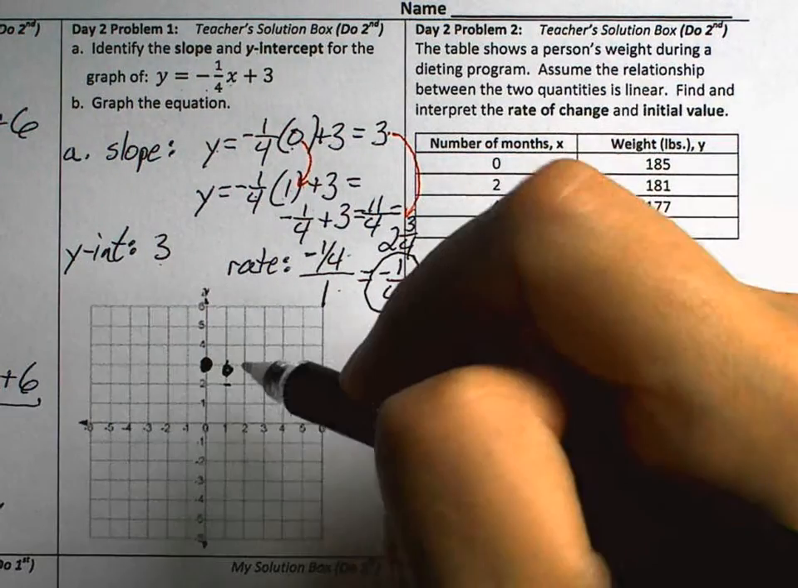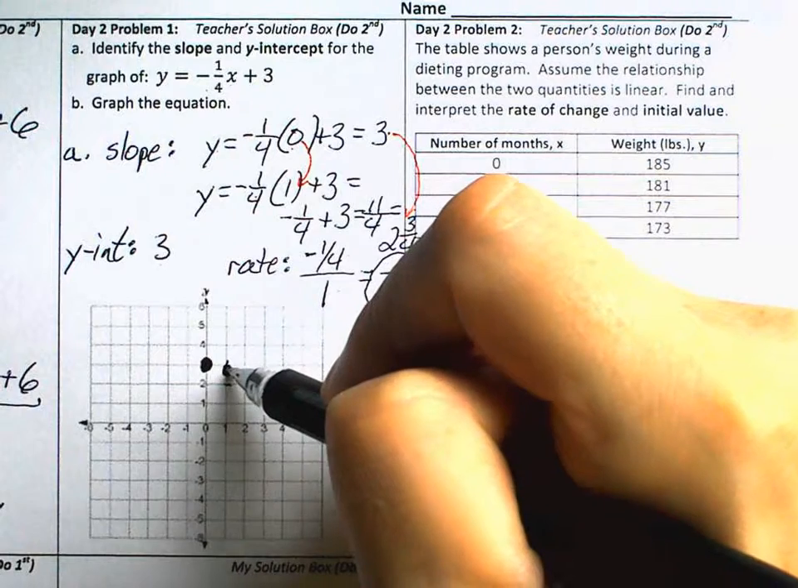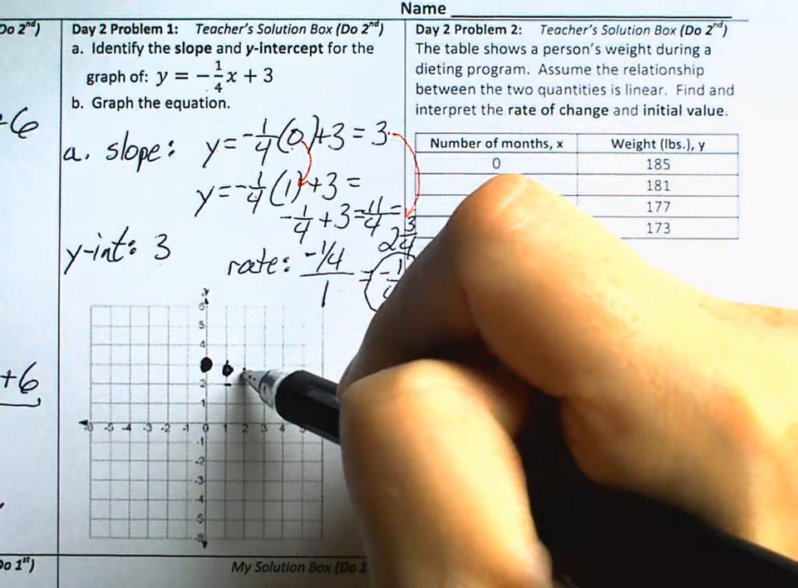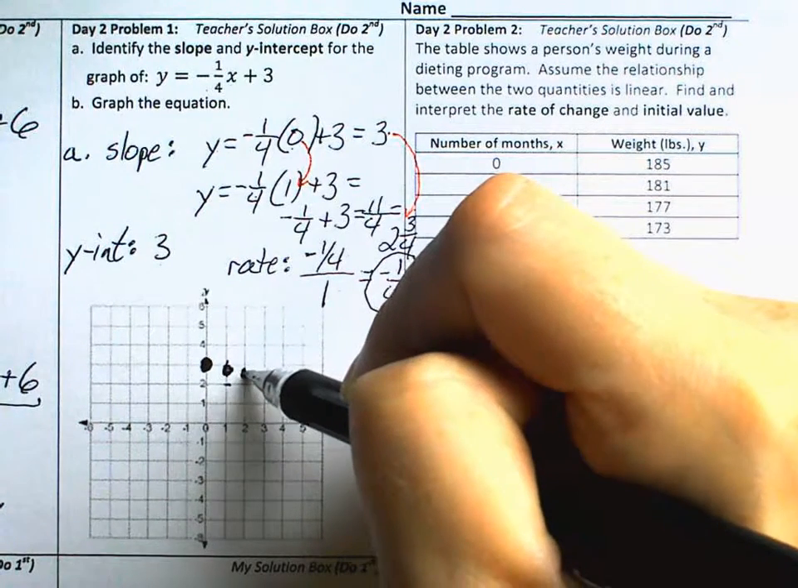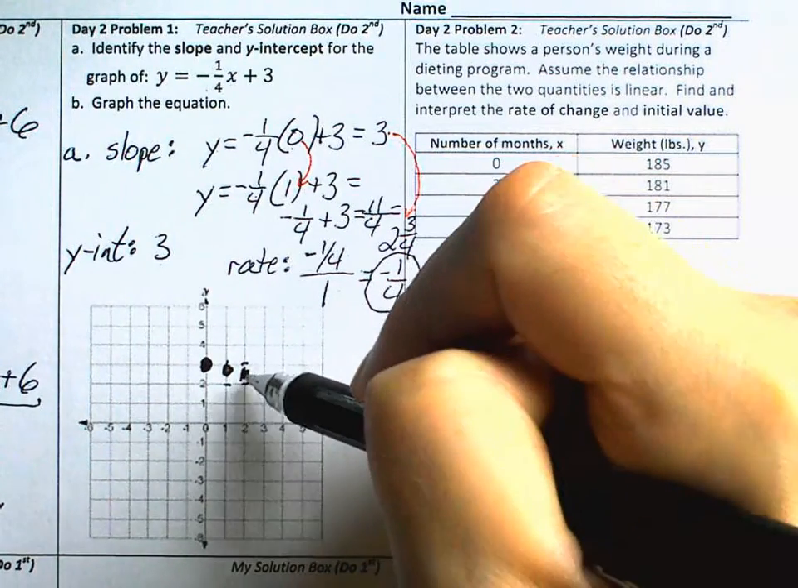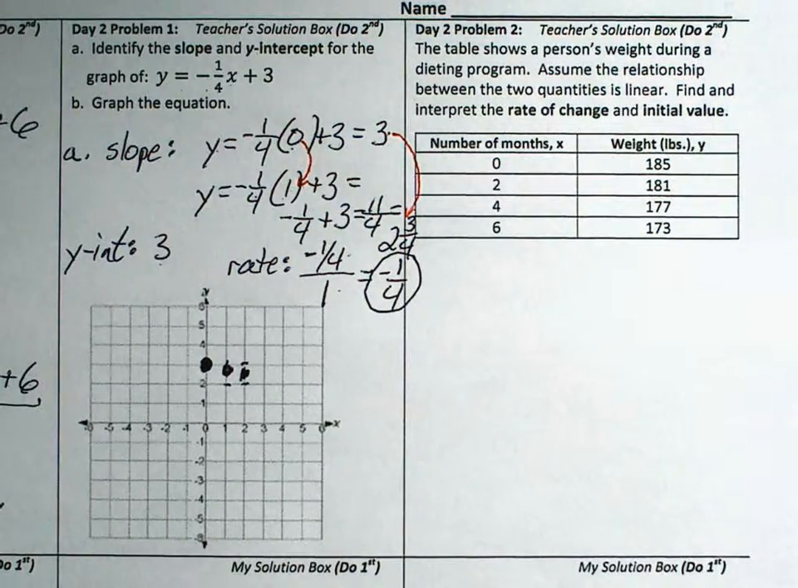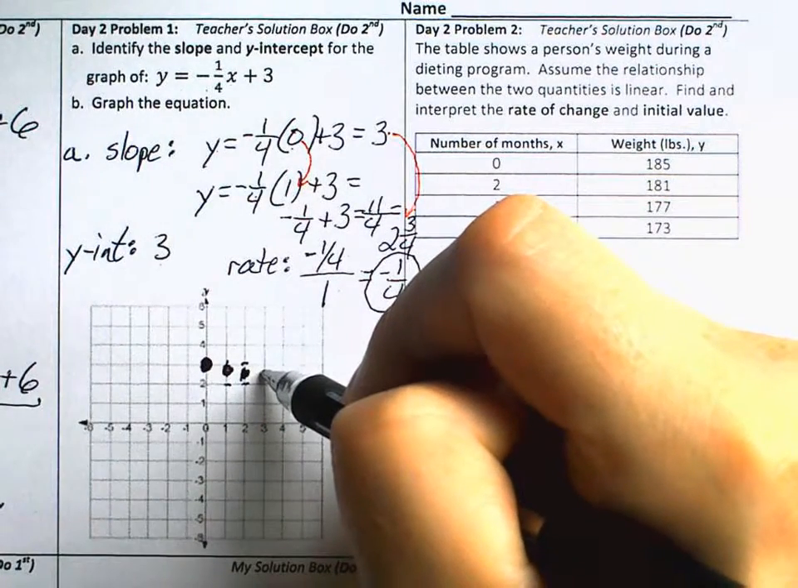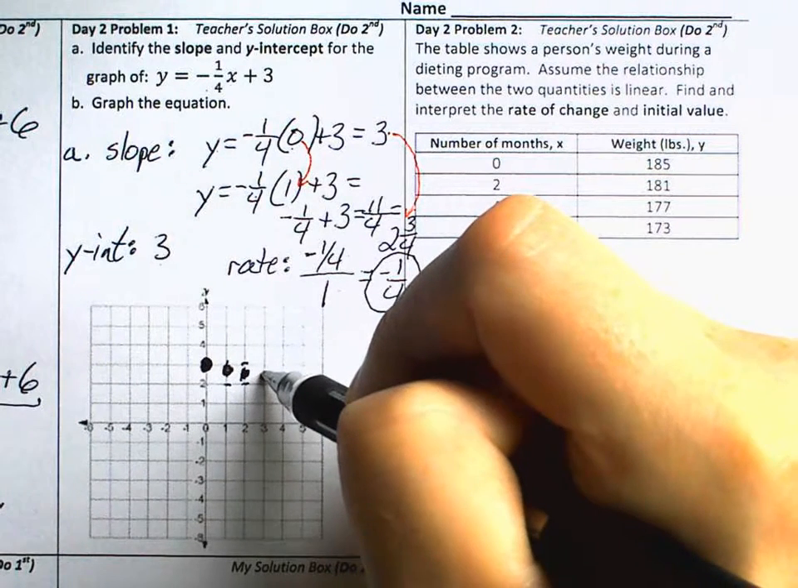Now we can repeat this. When the x value increases by 1 unit, so I've moved my pencil 1 unit to the right, the y value decreases 1/4. So a little bit more down. Now I'm exactly halfway between this grid mark and this grid mark. We can repeat this. Increase x by 1 and go down 1/4. So about right here.